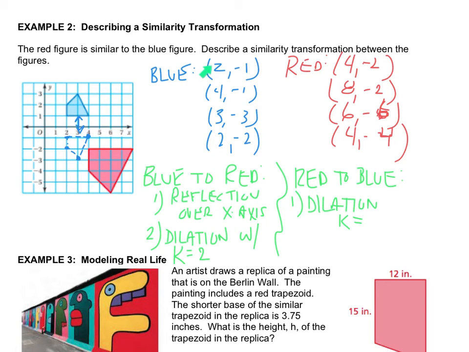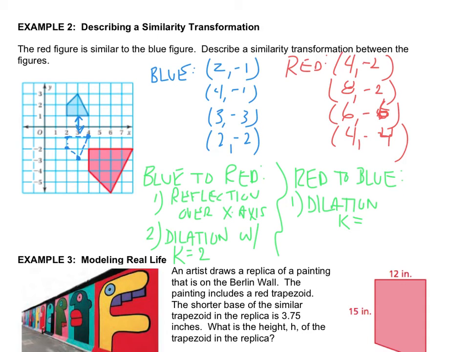I can't say that the scale factor is a 2. Scale factor is always multiplication. 8 times 1/2 is 4. 6 times 1/2 is 3. 4 times 1/2 is 2. And the same thing works for all of the y coordinates.